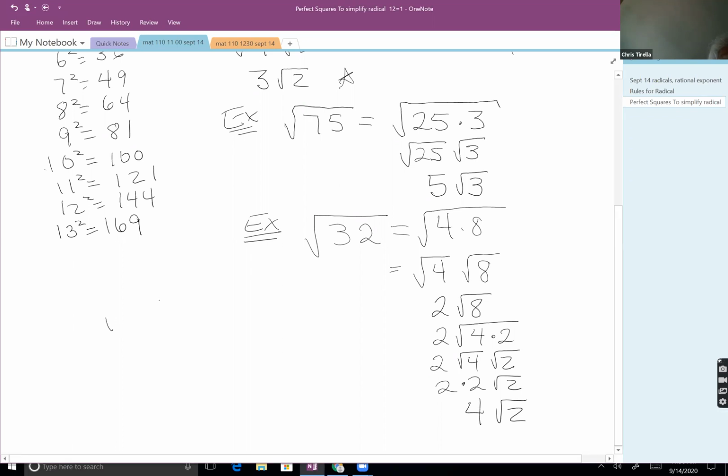However, if you can get to the point where you see 32 instead as 16 times 2, if I would have used 16, it would have taken me to the 4 radical 2 a little bit more quickly.